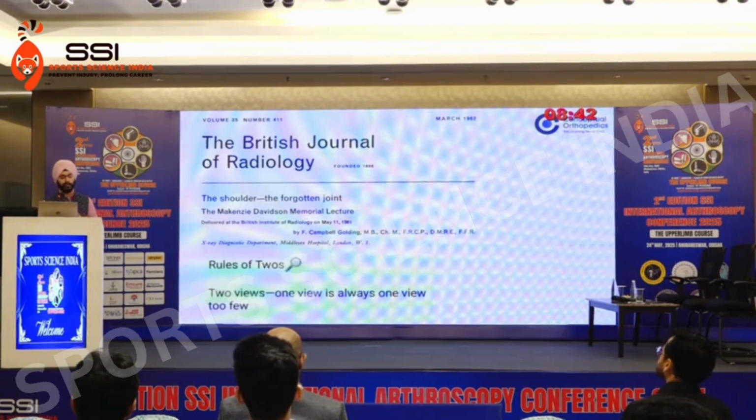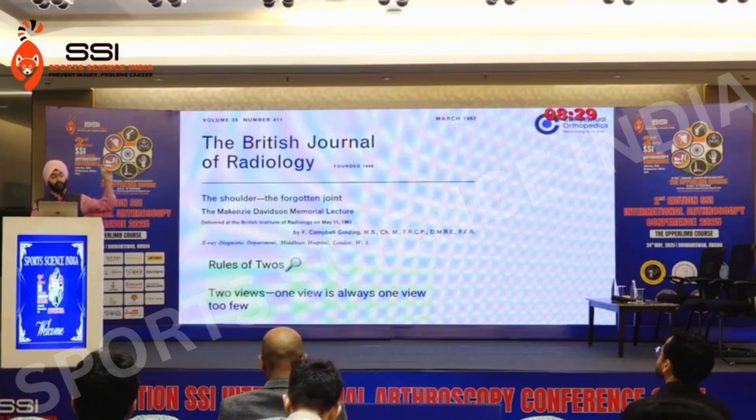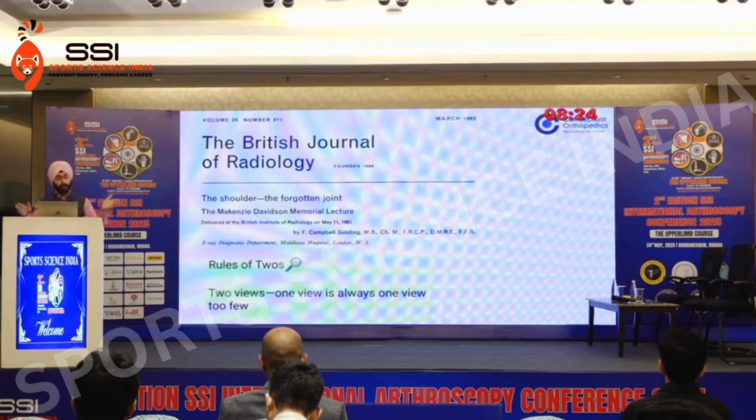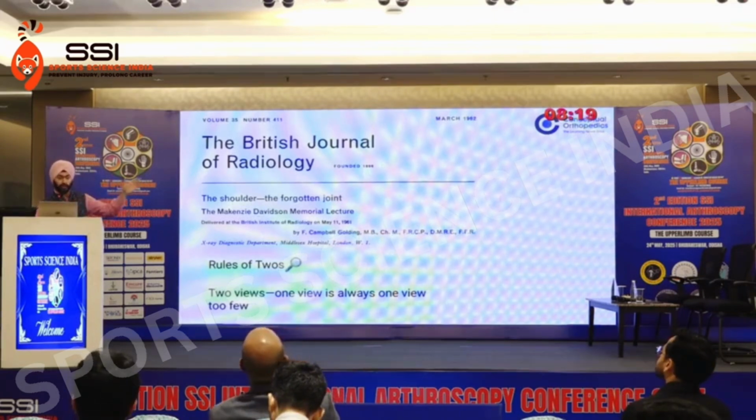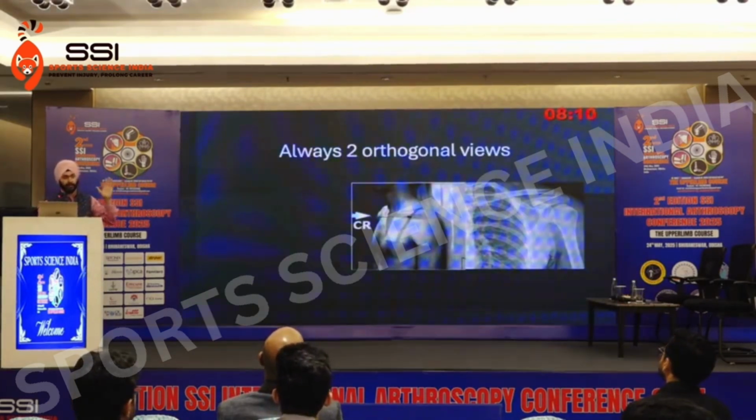There's this famous rule of two which we use for all X-rays: one view is no view, so you need two views. You always have to have two orthogonal X-rays, in perpendicular planes, but we hardly ever do that for the shoulder. We should stop this step-motherly or brotherly treatment of the shoulder and always have two views. The first view is a simple plain AP view, or better, a true AP view.